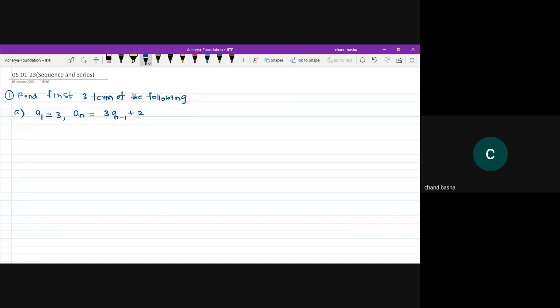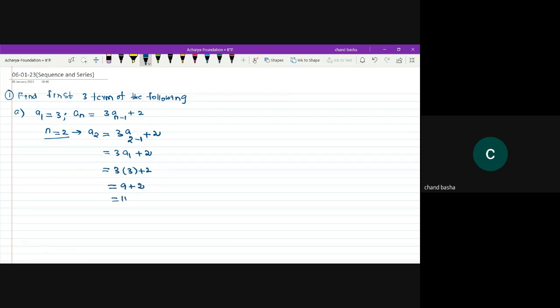Already we have A1. A1 means the first term, is it or not? It is asking just for A2 and A3 by putting n equal to 2. When I substitute n equal to 2, what happens? A2 is equal to 3 times A(2 minus 1) plus 2. This is equal to 3 into A1 plus 2, equal to 3 into, what is the A1 value? 3, sir. Plus 2. That is equal to 9 plus 2, which equals 11.